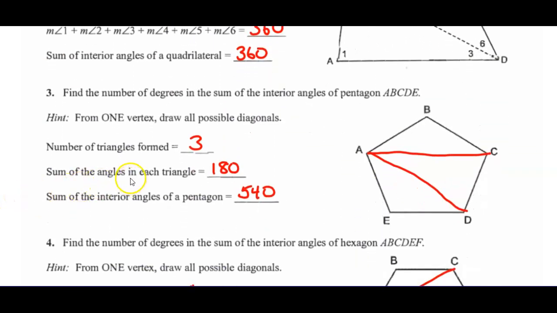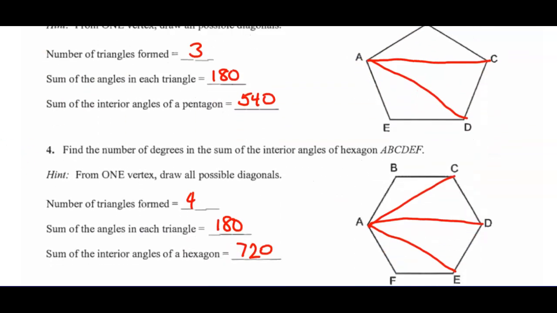All right, same kind of concept for a pentagon. From one vertex, draw all possible diagonals. So I'm skipping AB because that's already connected, and do AC and AD. AE is already connected. So I've got three different triangles. Each one of them contains 180 degrees. And within those three triangles, I have used all of the angles that are in the pentagon. So take that 180 times 3, the pentagon must have 540.